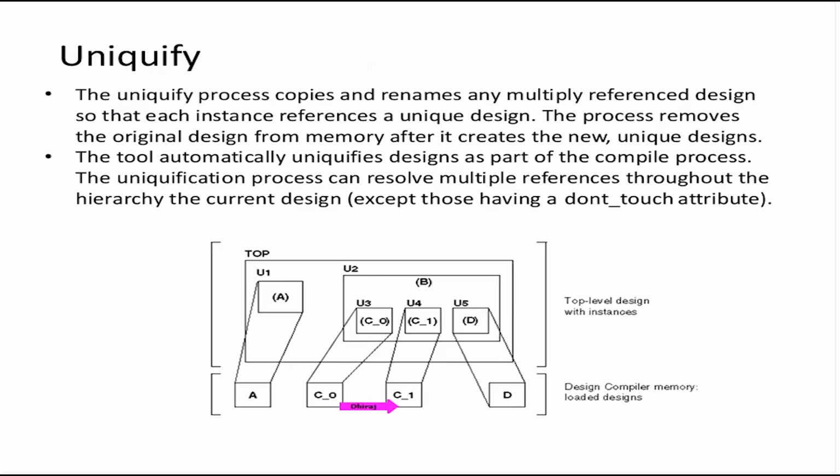This process is automatic. As soon as you do a compile command, DC will start looking for multiple instances. It will start applying unification. This will remove the original design from memory after it creates a new unique design. You can only stop this by setting a don't touch command on some design. If you use a command called set don't touch on a particular design, DC will not do anything about the design.